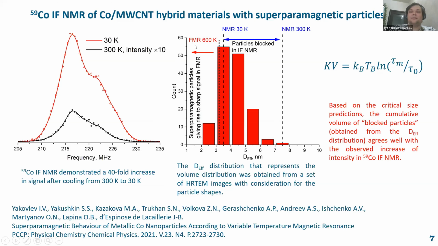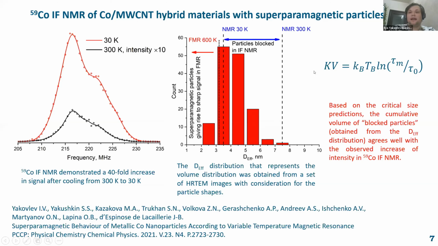So then we compared the observed intensity increase with the theoretical prediction that could be made from the Néel formula and applied to the particle size, or better to say particle volume distribution obtained by TEM. And we found a very good agreement of the experimental data and the calculations about how big was the volume of the particles that were blocked when we went down to 30 Kelvin.